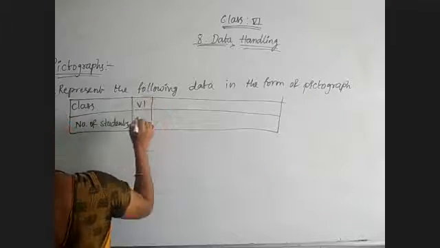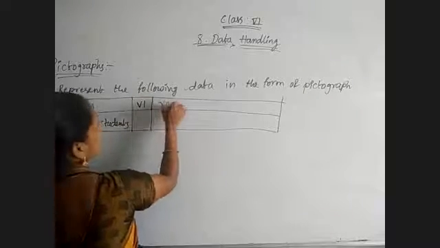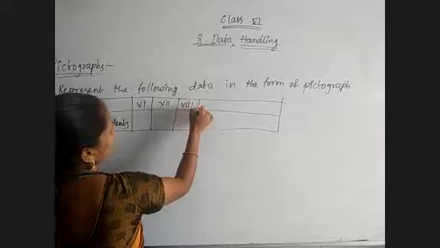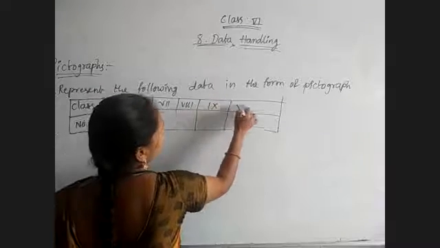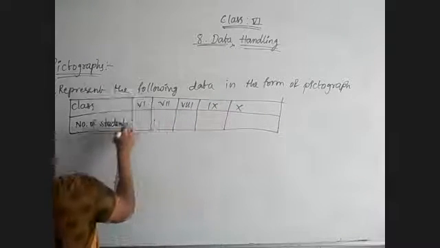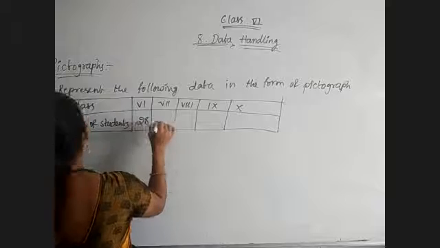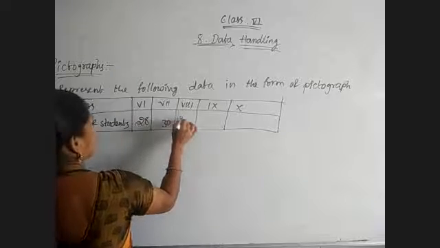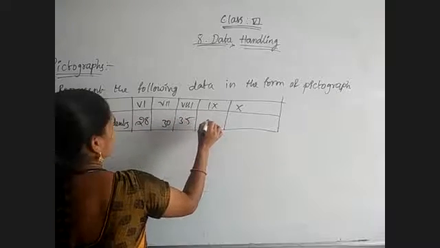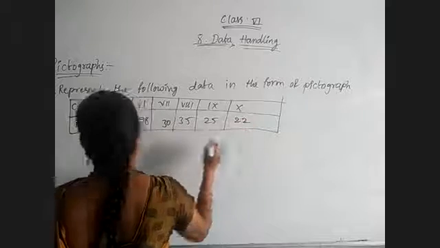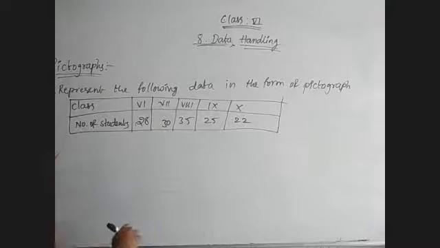Sixth class, 7th, 8th, 9th, 10th. And here values are given. Class strength is 28, 30, 35, 25, 22. Now we need to represent this information by using a pictograph.